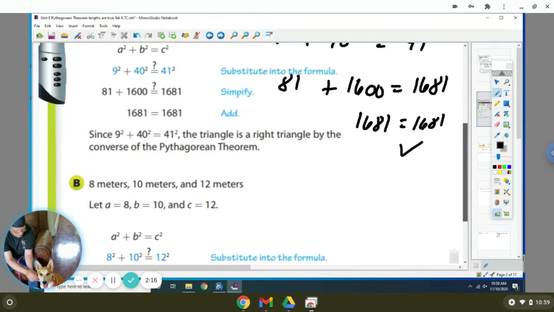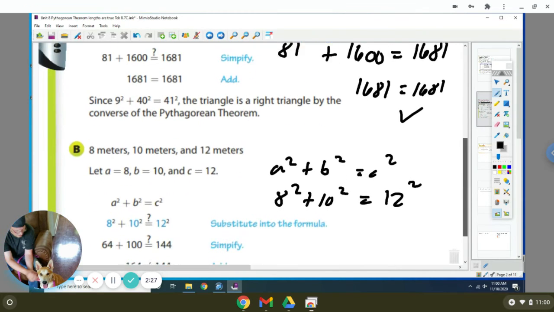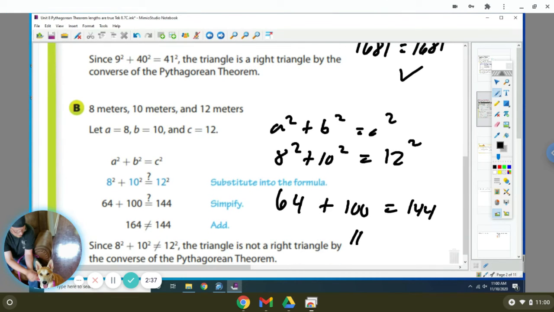Okay, so let's try another one. We have A squared plus B squared equals C squared. So we have 8 squared plus 10 squared equals 12 squared. 8 squared is 64. 10 squared is 100. And 12 squared is 144. So 100 plus 64 is 164, which does not equal 144. That is not a true statement. So this is not a right triangle.